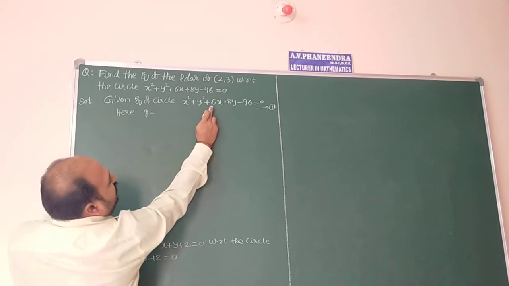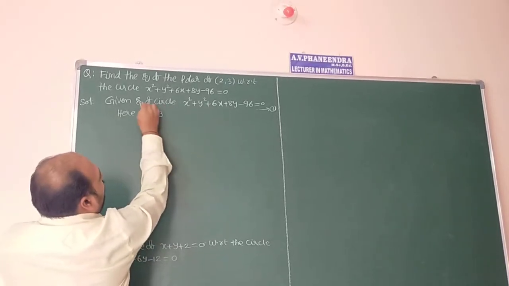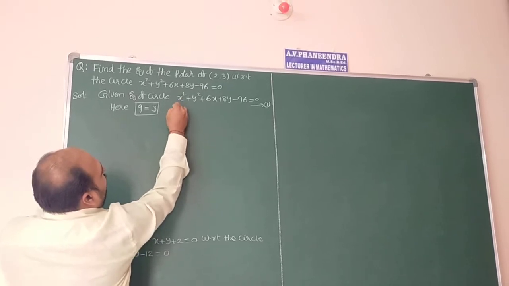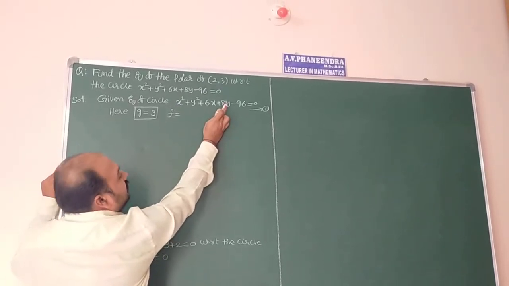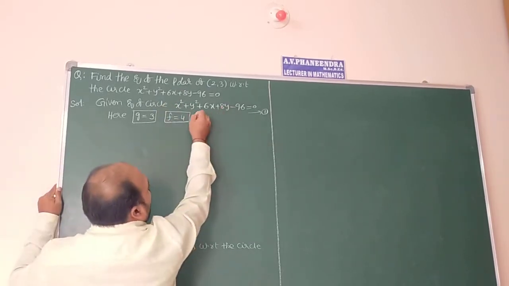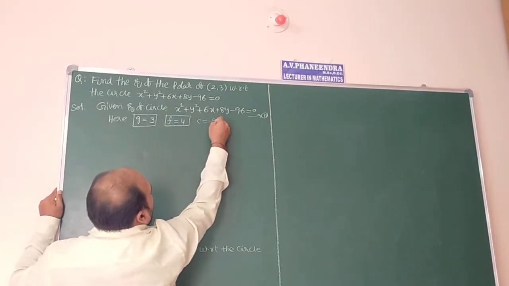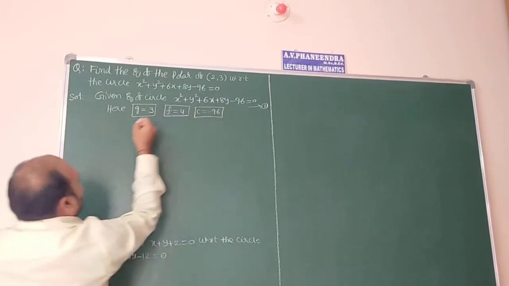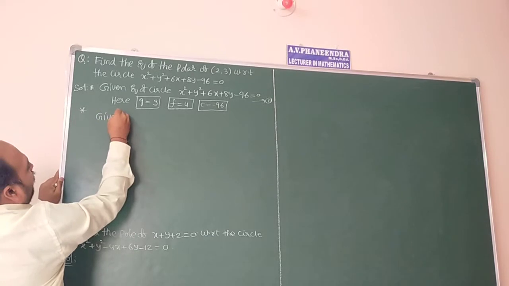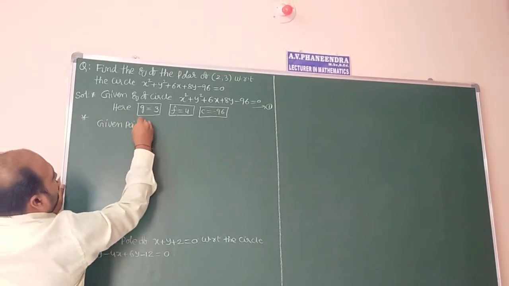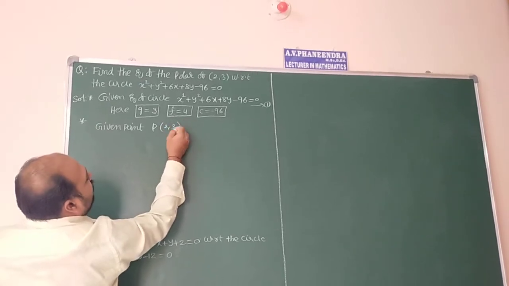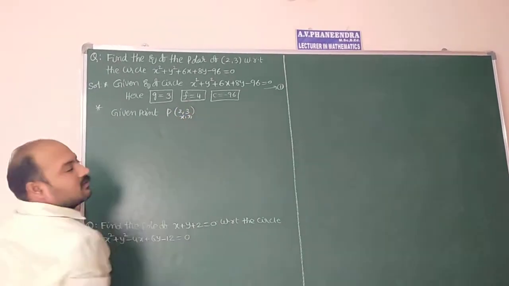2g is equal to 6, so g is equal to 3. 2f is equal to 8, so f is equal to 4. c is equal to minus 96. Next, the given point. The first step is this one: given point P(2, 3). The given point is always (x1, y1).